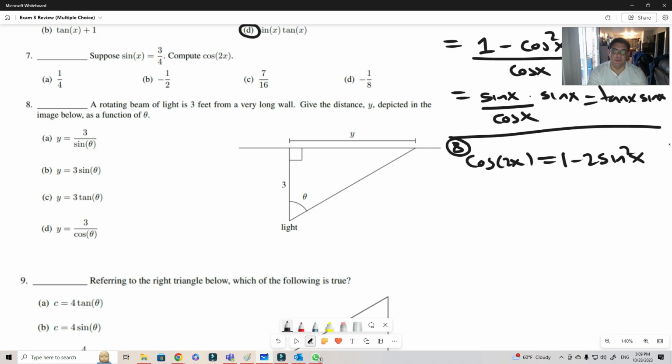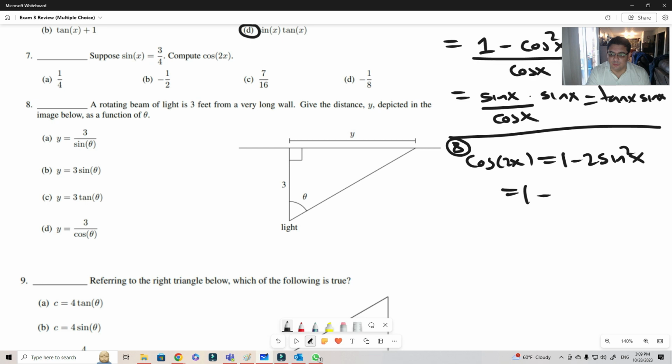Remember, you have available the formula sheet, so you should be able to find a formula that relates cosine of 2x with just the sine, which is what we have information. We could potentially do it with something else, but this is the easiest way to go around in this case.